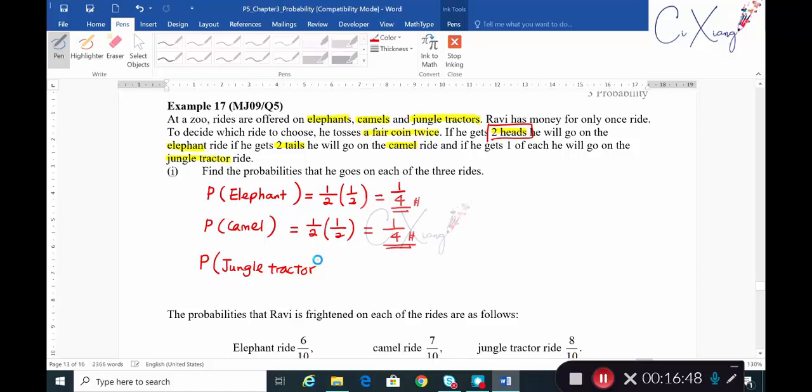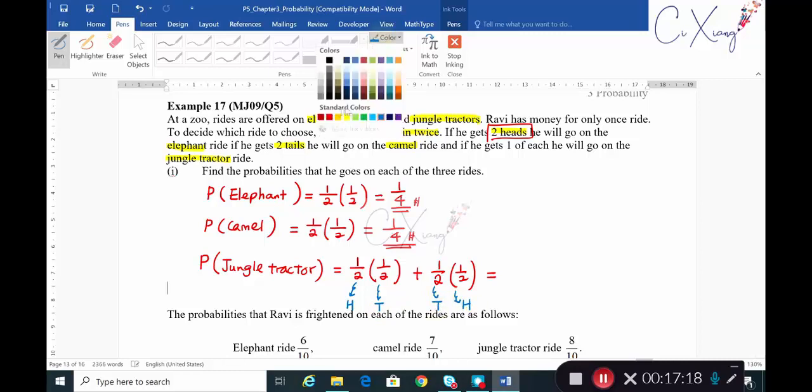To go for a jungle tractor ride, you get one head or one tail. Right, so the probability for me to get the head is 1/2, one tail is 1/2, plus another one is one tail and also one head. So if you are not so sure, maybe you can list out your steps here. This one is head and one tail, and this one is for one tail and one head. Alright, so when you total that out, you will get 1/2.